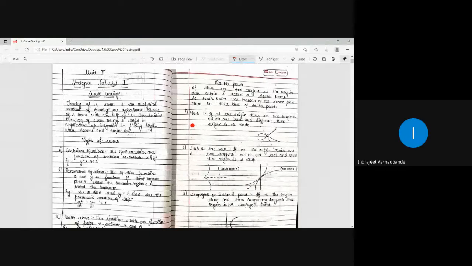So we will now be discussing the very last unit, or last portion, of the syllabus: integral calculus 2. Usually the topic curve tracing is labeled as integral calculus 2, right? In the previous unit, integral calculus 1, we talked about improper integrals, usually called in mathematical terms the beta function and gamma function, right? So the gamma function is also treated as an improper integral.